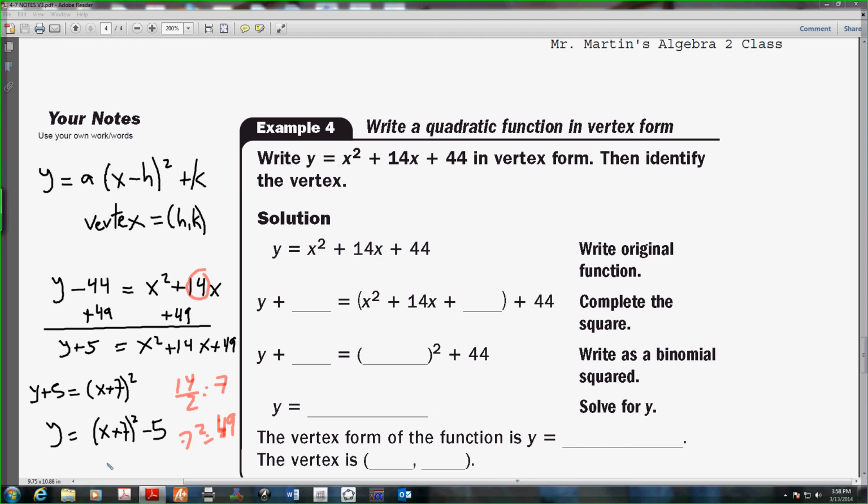Anyways, here we do, and here we have our vertex form of the equation. And what is the vertex? Remember here h, k. So here's negative, so we know that our vertex is going to be negative 7, negative 5, and I found the vertex form of my equation. Pretty simple. End of example 4.